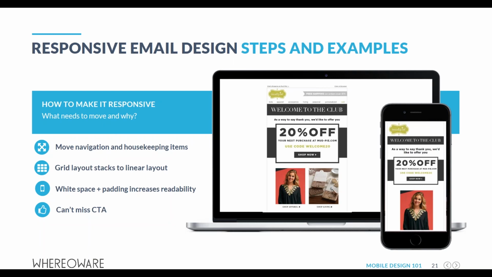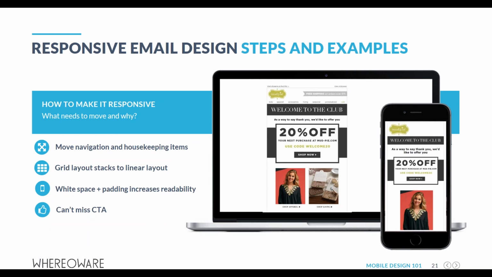Then you have everything stacking into a one-column layout. So in this case, we've got additional product images down at the bottom of this email that are in two columns. We're just stacking those images into a one-column format. So like I was talking about before, as you scroll down the email, you're going to nicely and easily see all of the content stacked in a one-column format, which makes it easy to interact with on a mobile device.